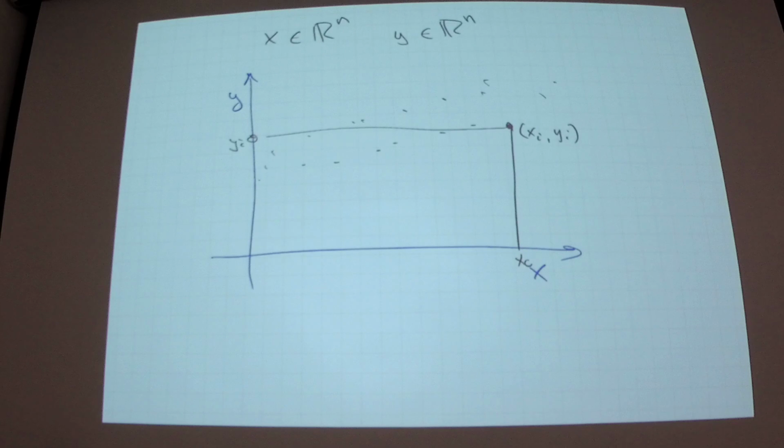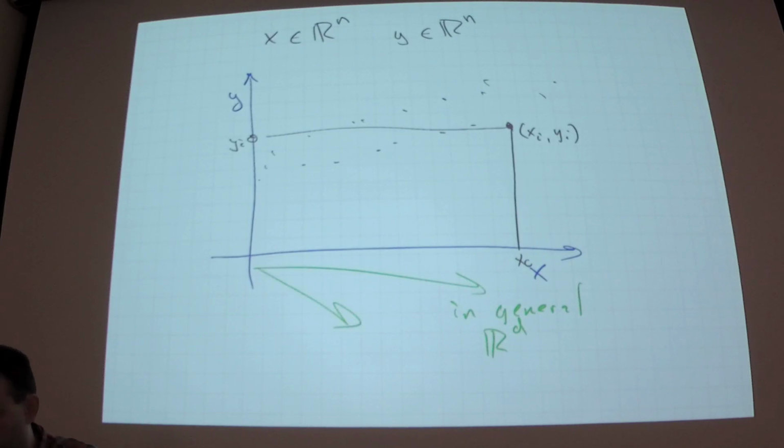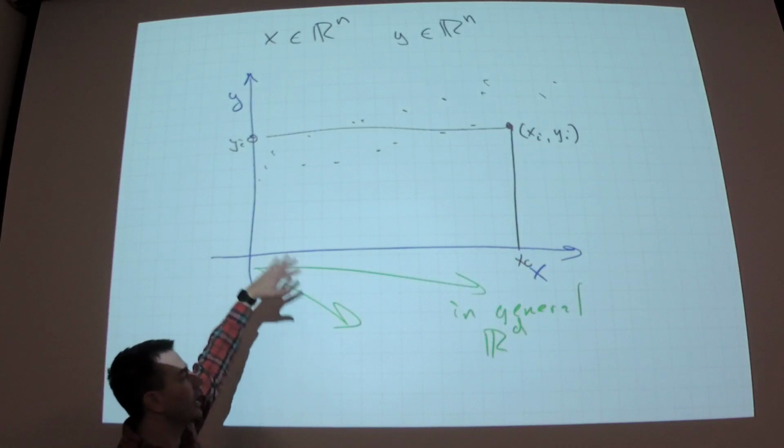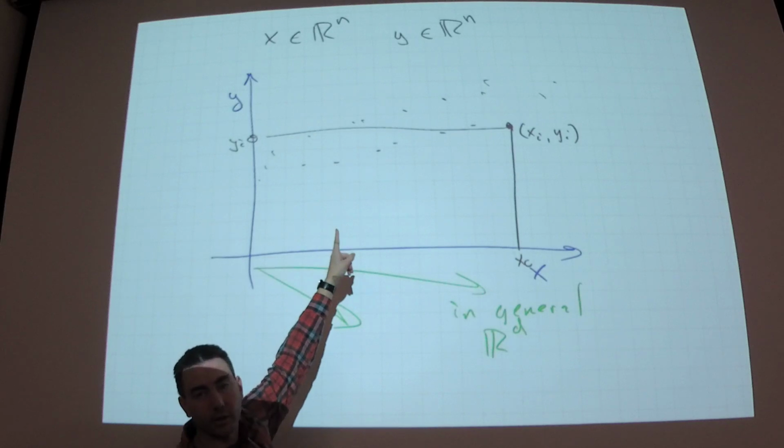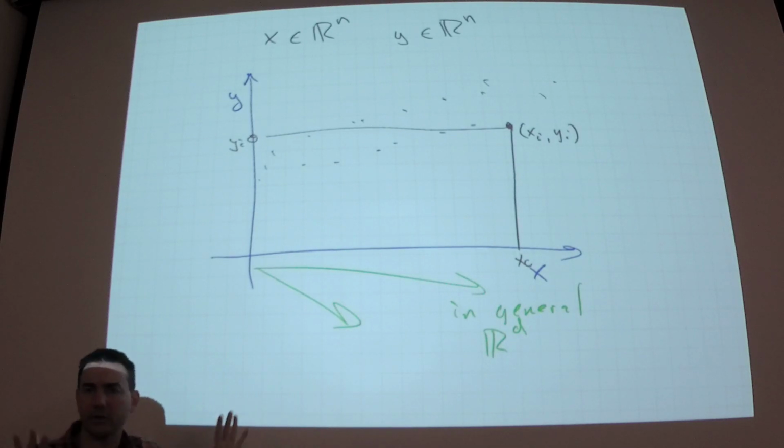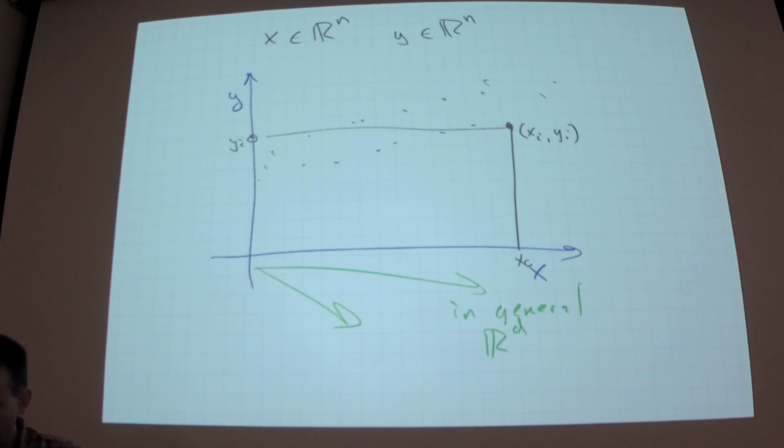And in general, if this space down here can be Rd, then I have these extra dimensions down here, and I can have a d-dimensional point, but it's predicting a y scalar value. Okay, but now let's just draw everything in this simple two-dimensional case, because there's a lot that's interesting that happens here. And it's easier to see what's going on.